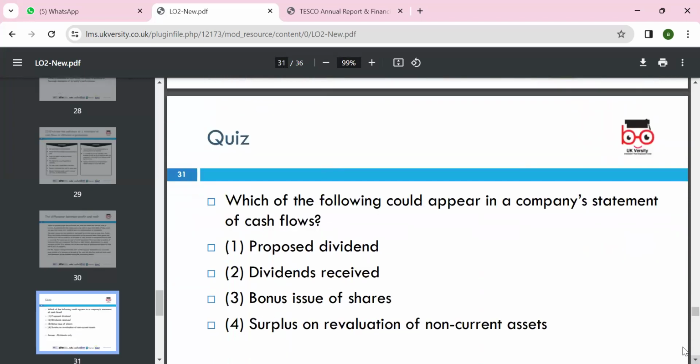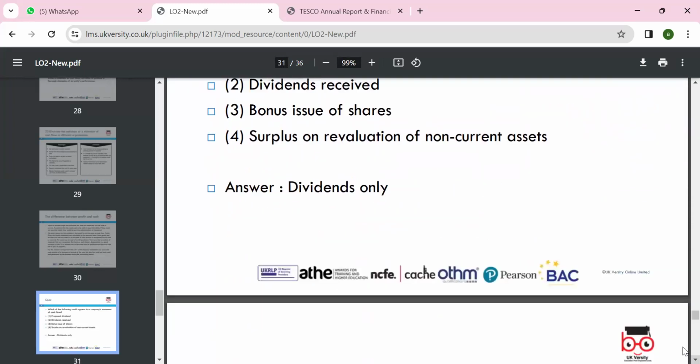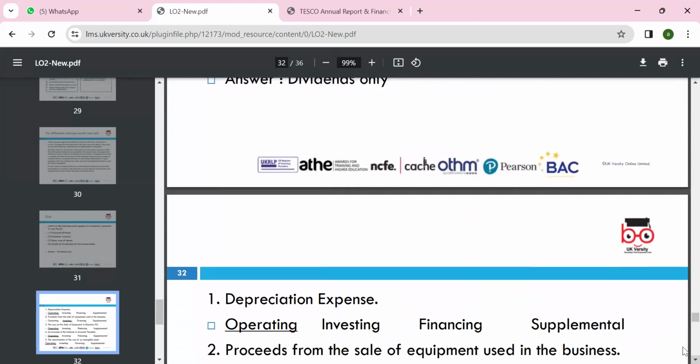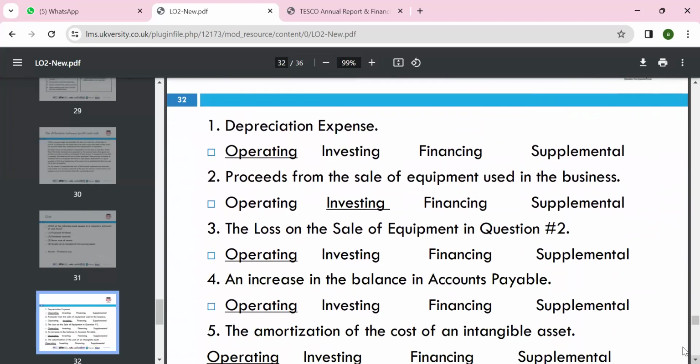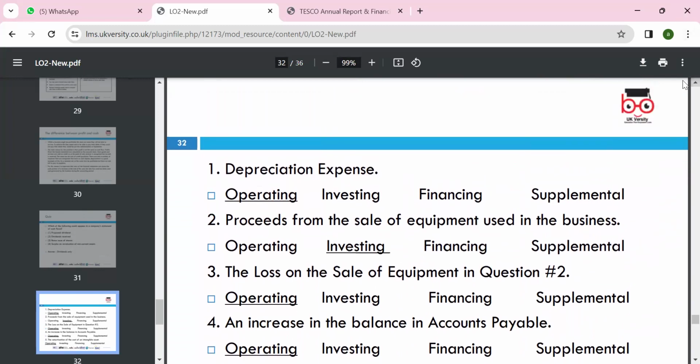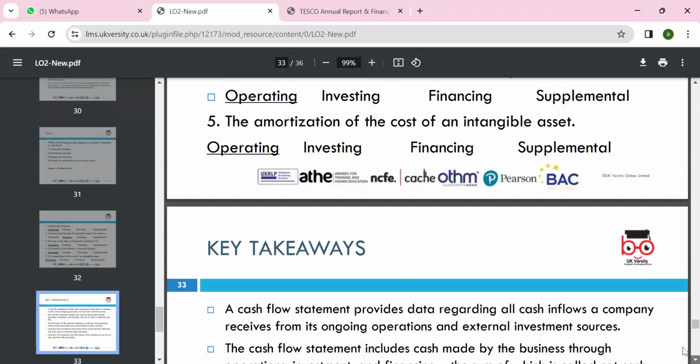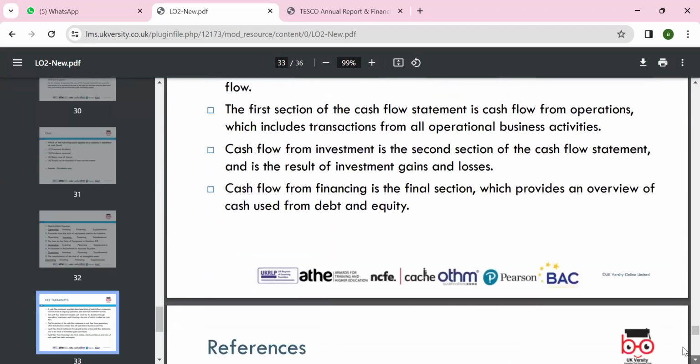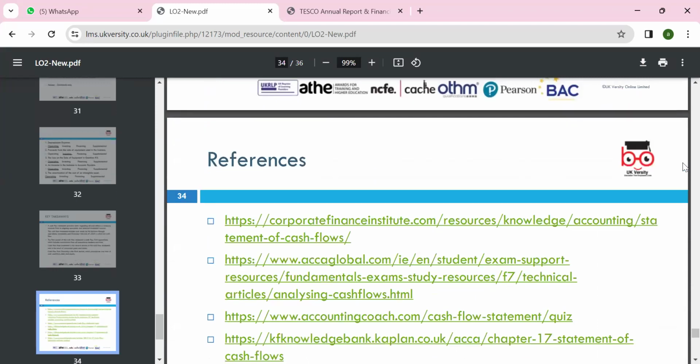Then you have been given the proposed dividend, dividend receipt, bonus issues. These are also question marks for the cash flows which we need to look at. The depreciation is an expense. It is good to go through these quizzes, which we will go through next lesson. I am sharing them with you on the WhatsApp group. Please look at these questions about cash flows and answer them. Some of the quizzes are also given in the handout.